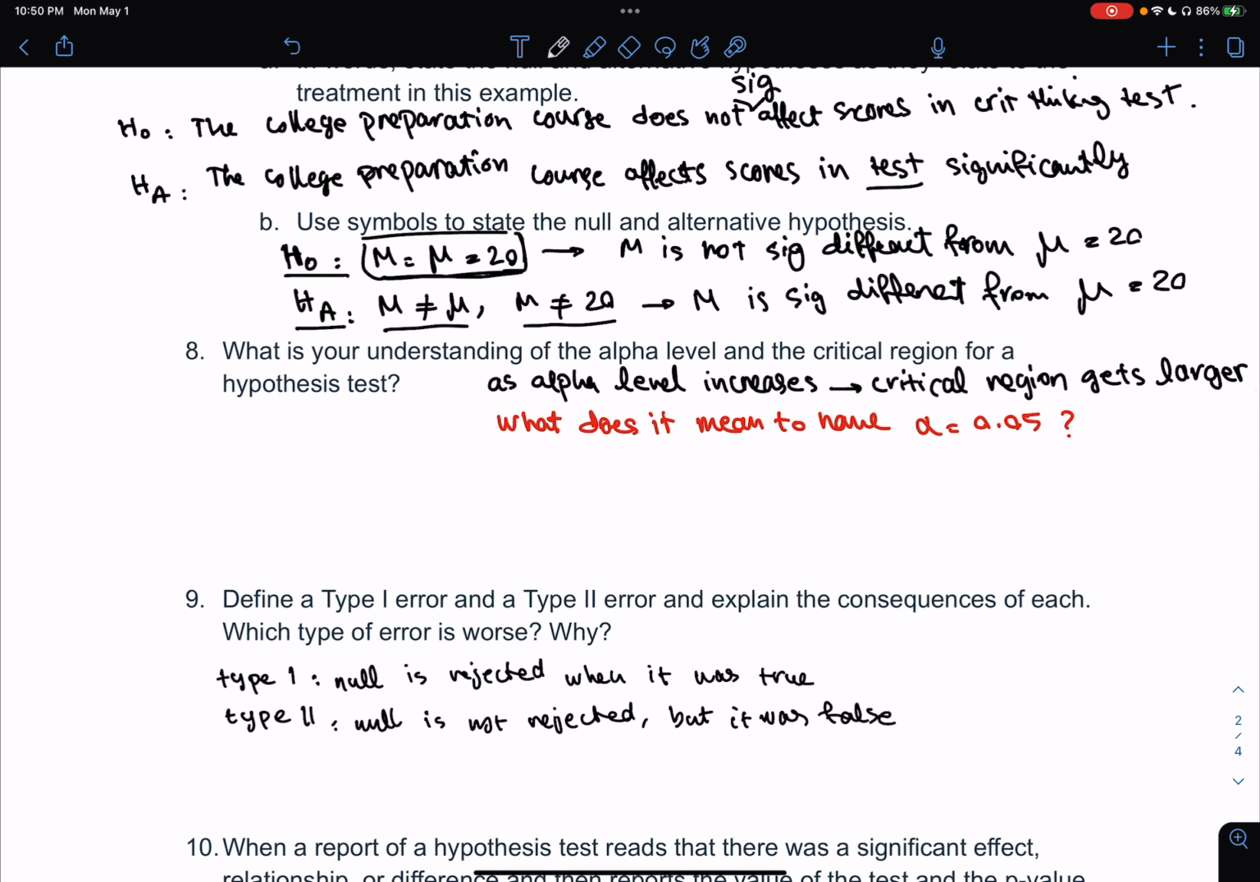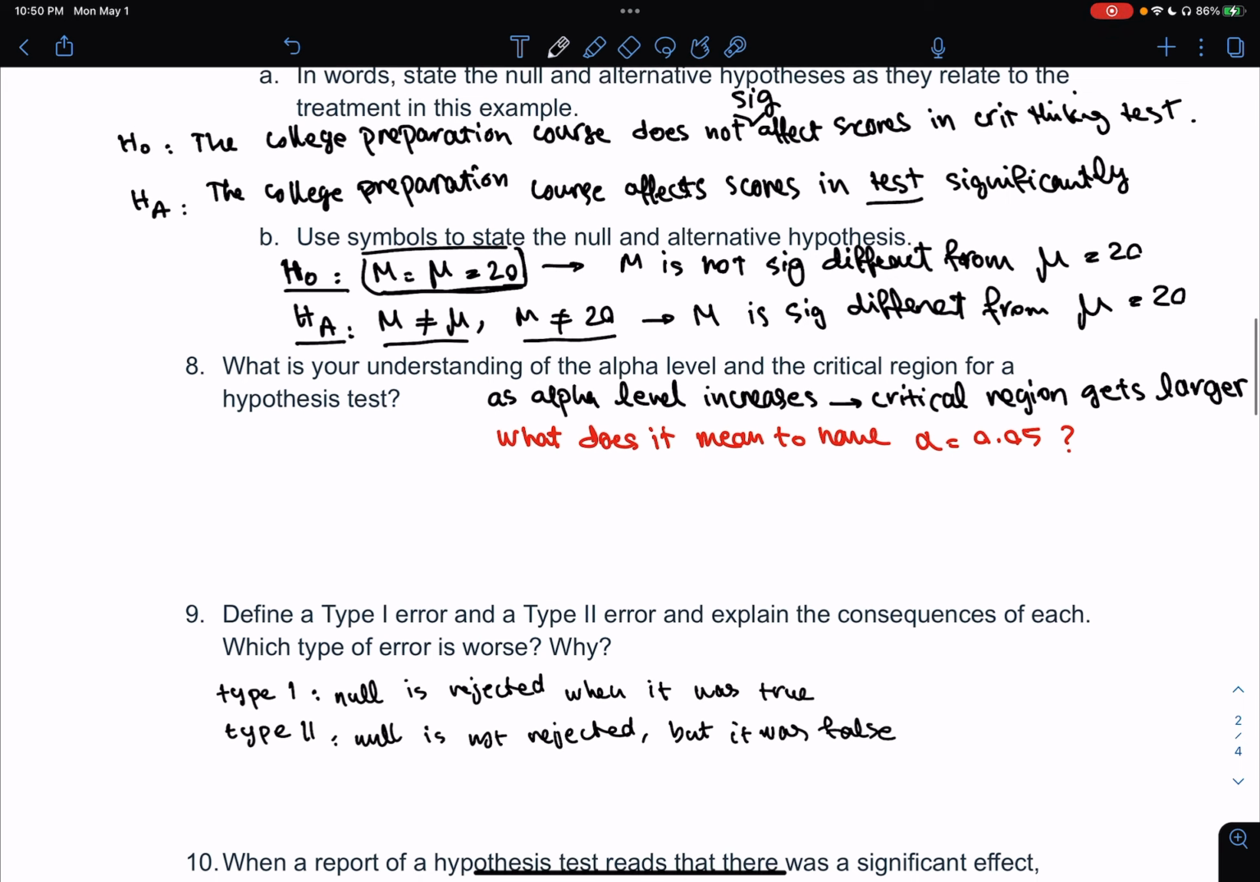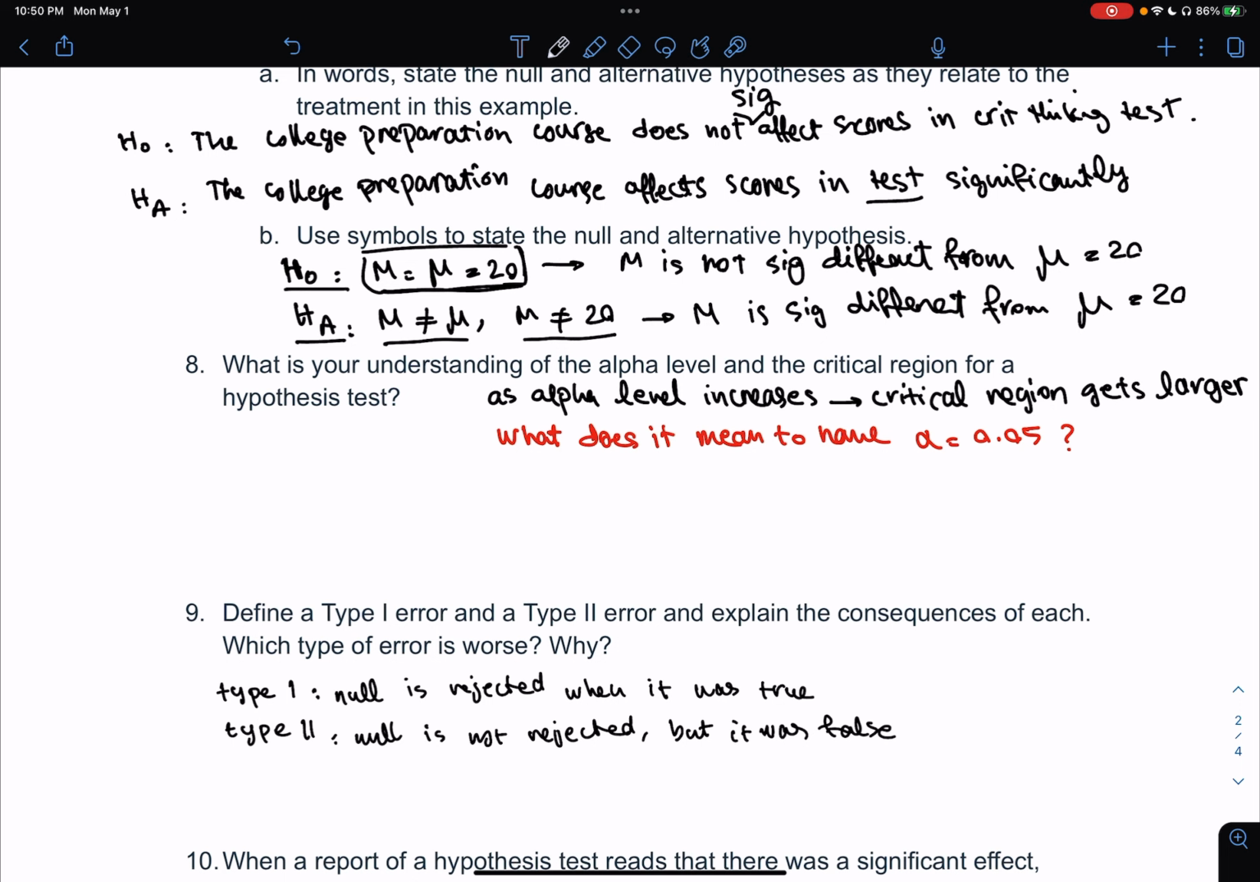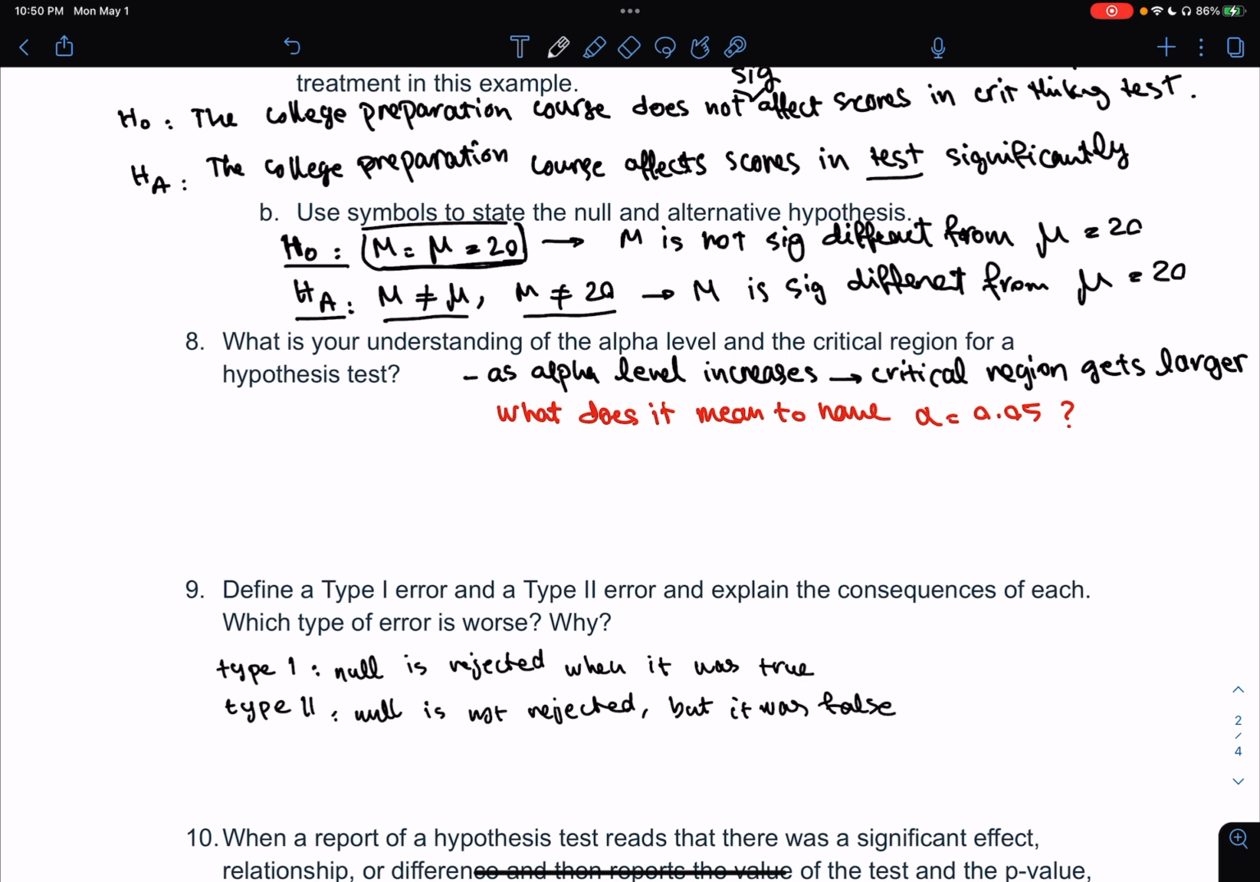Question A, what is your understanding of the alpha level and the critical region for the hypothesis test? So I kind of described this earlier. As the alpha level increases, the critical region gets larger. So let's unpack this. What does it mean to have an alpha level of 0.05?